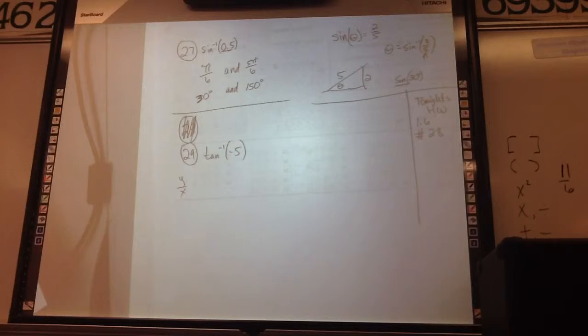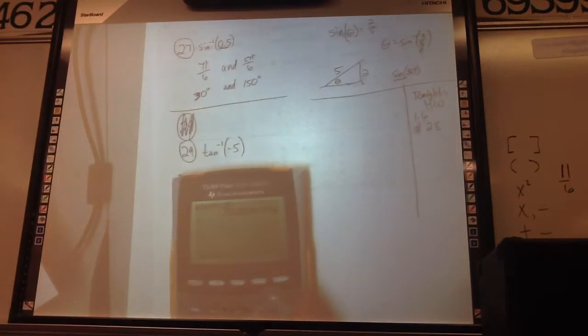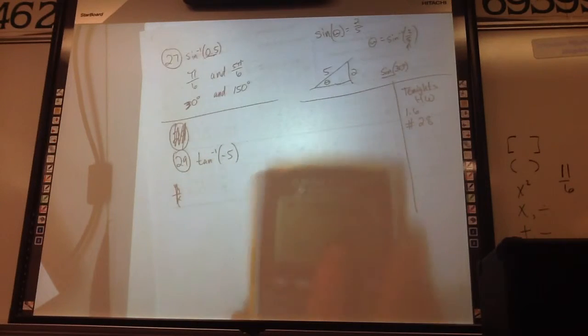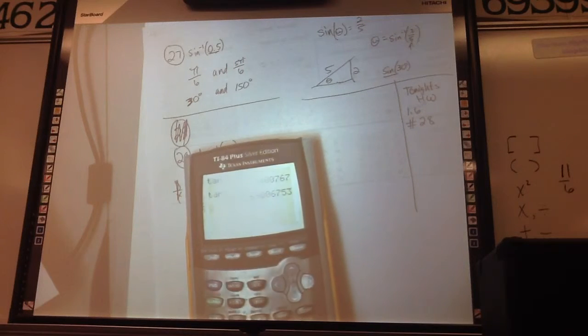Well, they can make us do it. So it's just a calculator. Type it in, write the answer. So you write inverse tangent of -5. Hey, it's -1.37. I must be in radians. I am. So it's -1.37 radians. Switch to degrees, and it'll tell you your answer in degrees: -78.7 degrees.